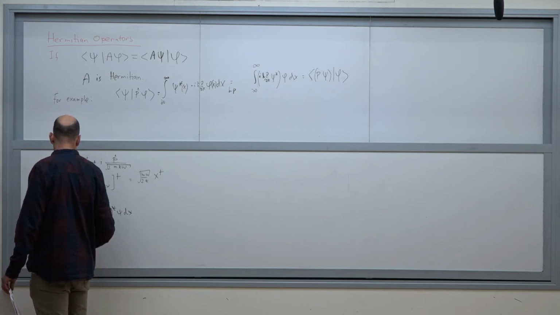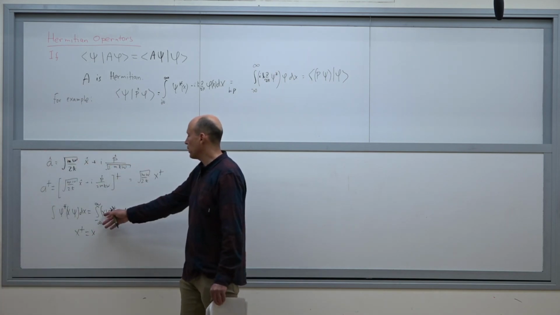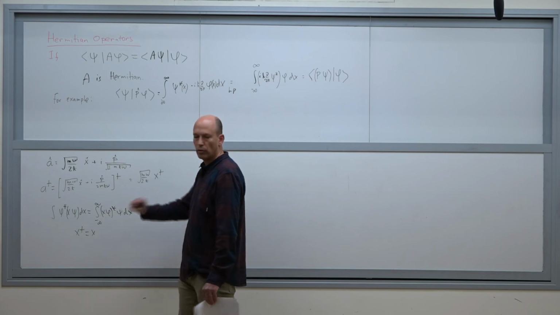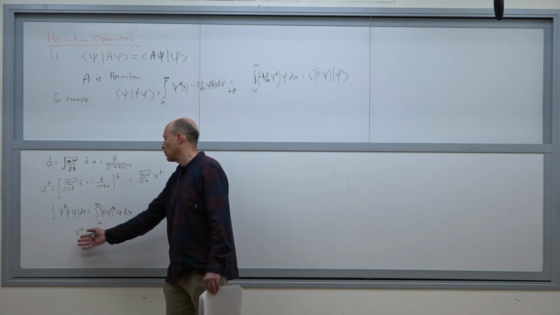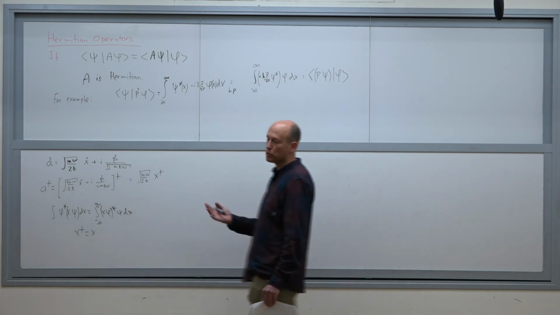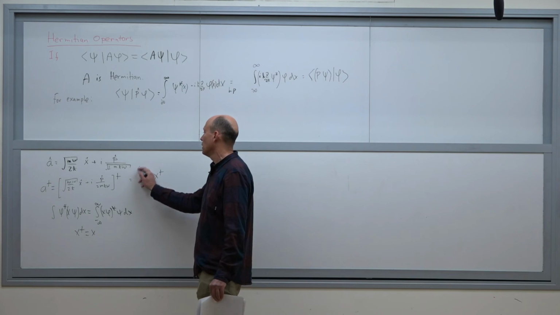So x, it's the same thing because x is real, right? You're integrating along the real line, and then again, it's not surprising physically because it means that x is a Hermitian operator, because you know it's an important operator, okay, but it's not a proof.